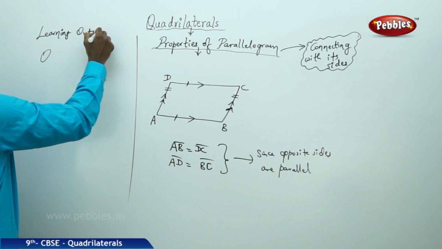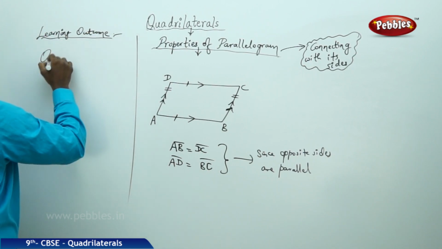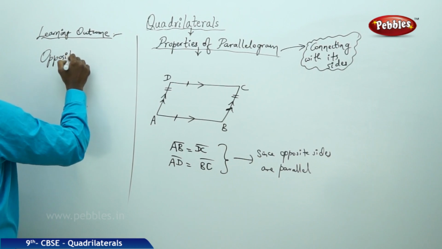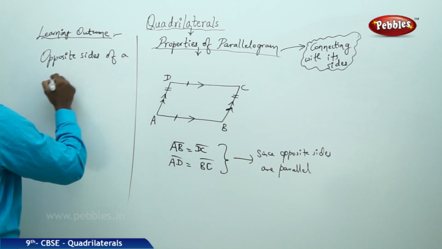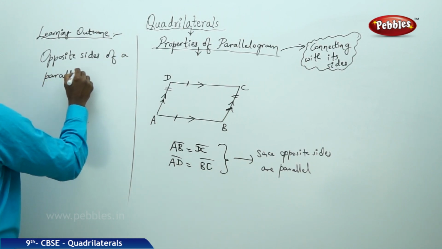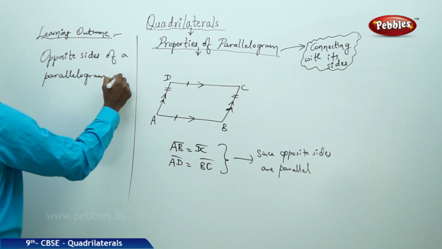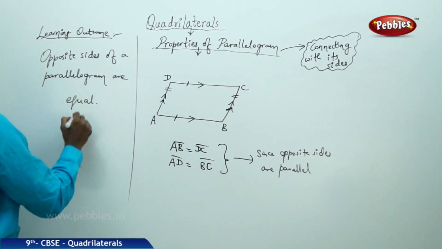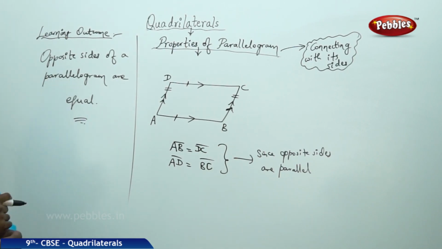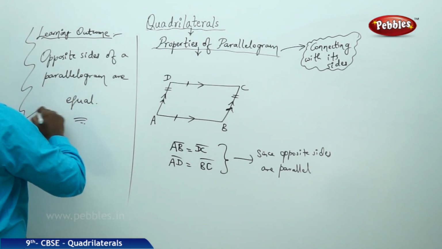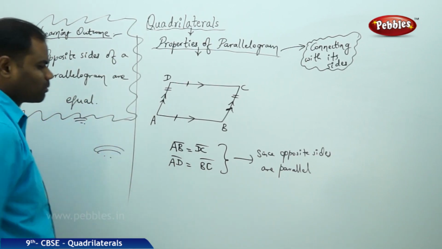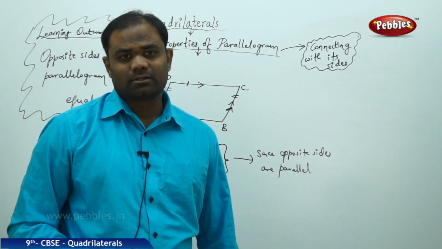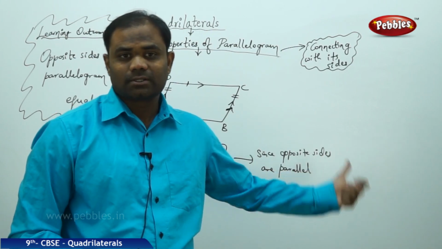Therefore, the learning outcome in this property is that opposite sides of a parallelogram are equal, is how I understand opposite sides of a parallelogram are always equal. Property number 2, opposite sides of a parallelogram are always equal.